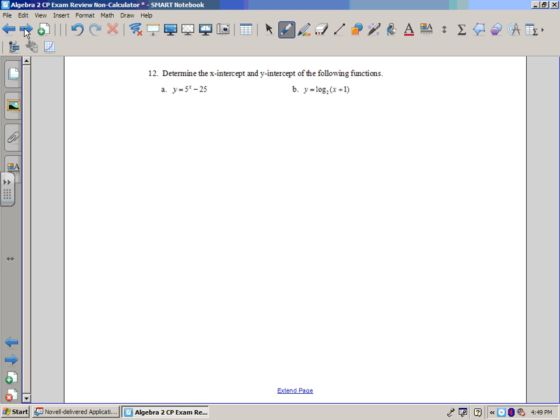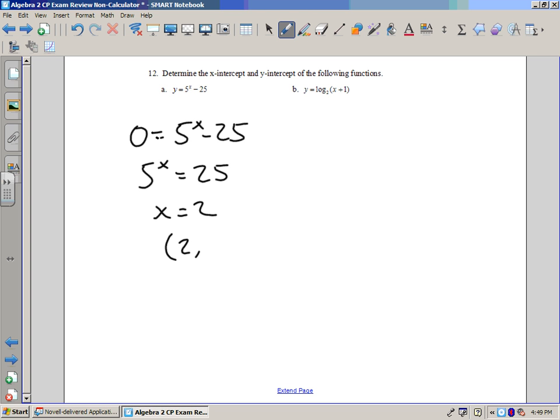Number 12, x-intercept and y-intercept. How do you find the x-intercept? You set y equal to 0. So I'm going to get 0 is equal to 5 to the x minus 25. 5 to the x is equal to 25. X is equal to 2. So my x-intercept is 2, 0.